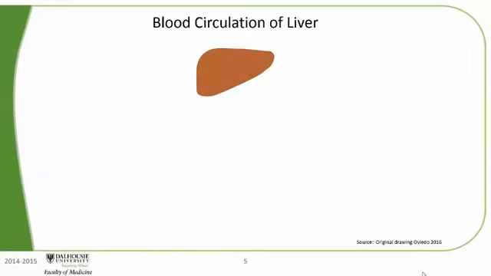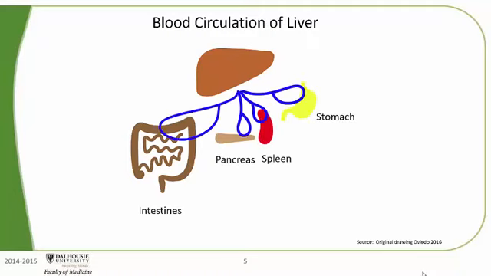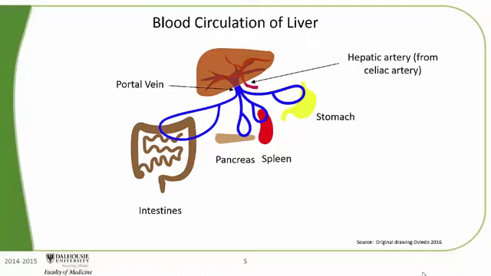Here is the liver. The liver receives venous blood from the intestines, pancreas, spleen, and stomach. These blue lines represent venous blood draining these organs. This venous blood enters the liver through the portal vein. The liver also receives arterial blood from the hepatic artery, which branches from the celiac artery.